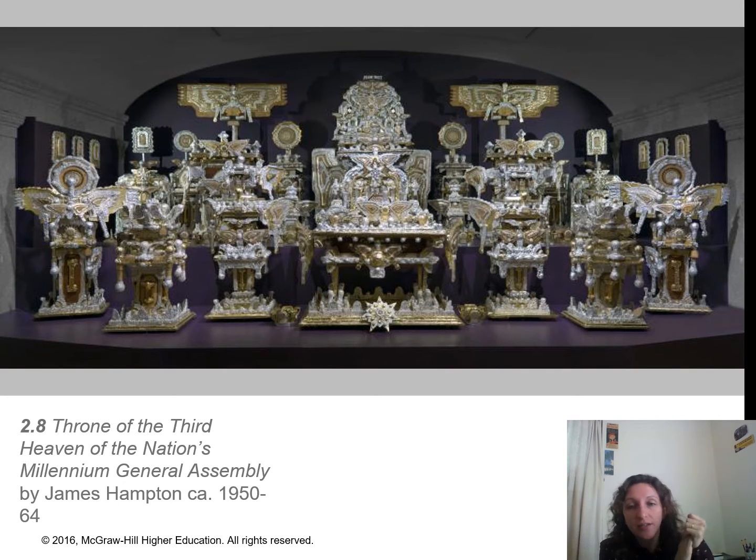All right. Next, I'm going to tell you guys a quick little story about this work, which is The Throne of the Third Heaven by James Hampton. James Hampton worked various jobs throughout his life, and he was never trained as an artist. For most of his life, he worked as a janitor. In the back of the house that he lived in or maybe rented, there was a garage where he built this object, which was a devotional object that he created basically for himself and his own religious beliefs.